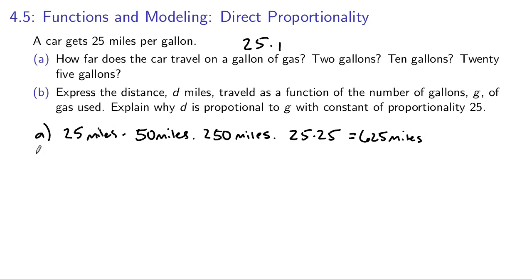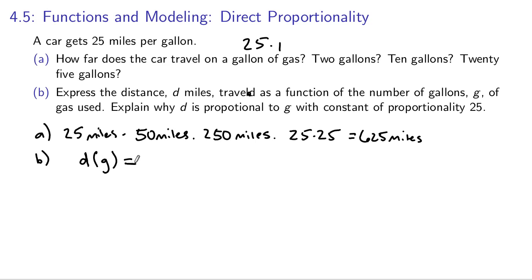B. Express the distance d in miles traveled, sorry for the typo, as a function of the number of gallons G of gas used. Okay, so the distance traveled as a function of the number of gallons. So the function is going to be of G, so the name of the function is d, or distance. Our output is going to be distance, miles. And G is the number of gallons that we use. That's our input.